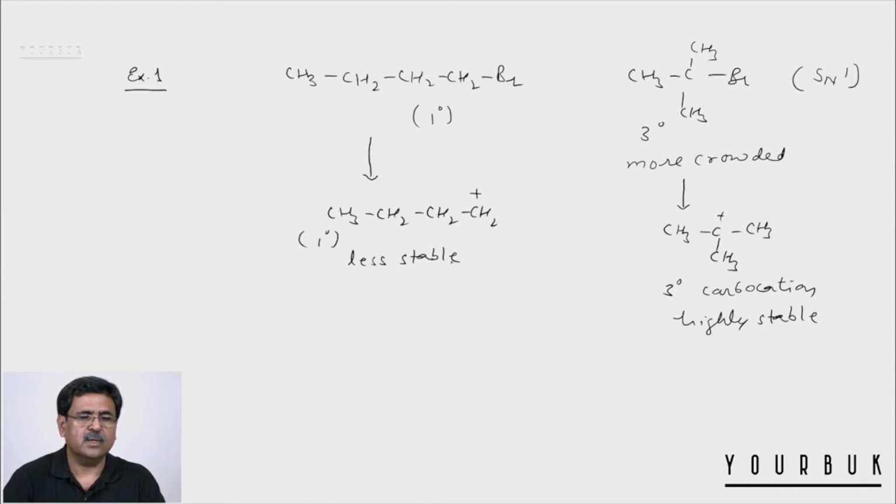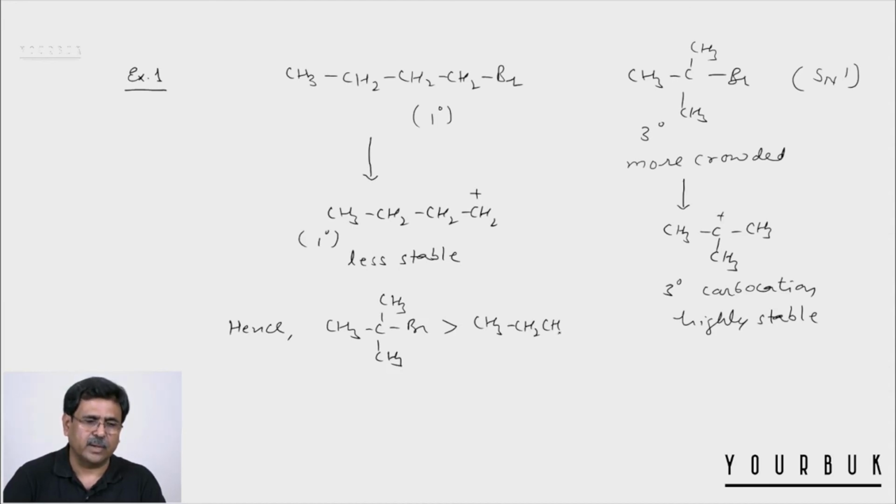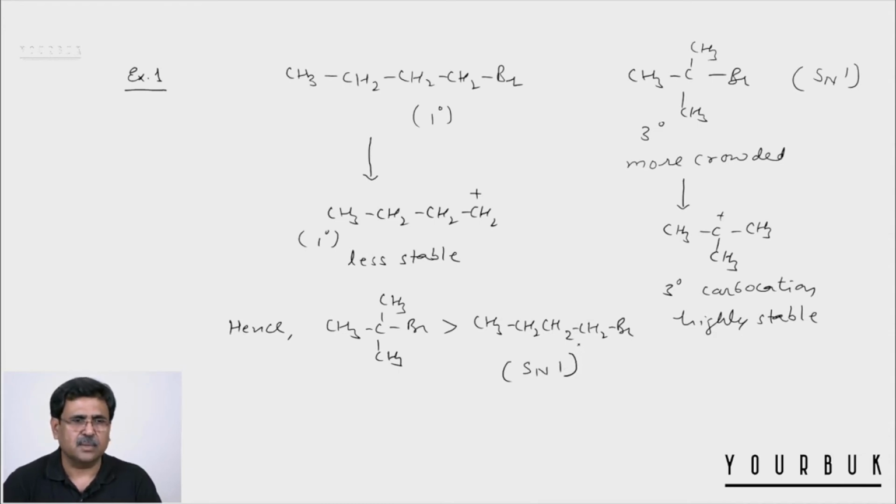So since the 3 degree carbocation is more stable, tertiary butyl bromide is more reactive than normal butyl bromide in SN1 reaction. I think this example is clear.